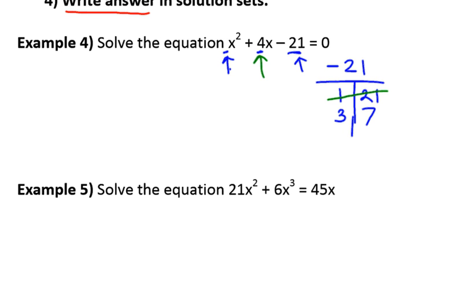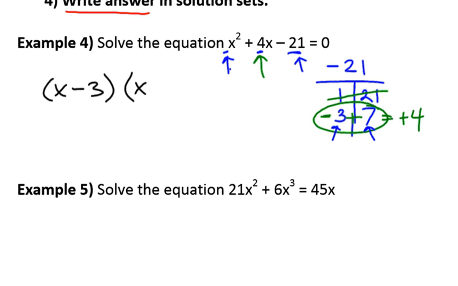1 and 21, that's not going to make 4, but 3 and 7 will, by taking a positive 7 and a negative 3. So negative 3 plus 7 does equal positive 4. So since a is 1, and again, only if a is 1, now I don't have to do the factor by grouping. My two answers are negative 3 and positive 7. So this factors into x minus 3 times x plus 7, and then it's still an equation, so it still equals 0.